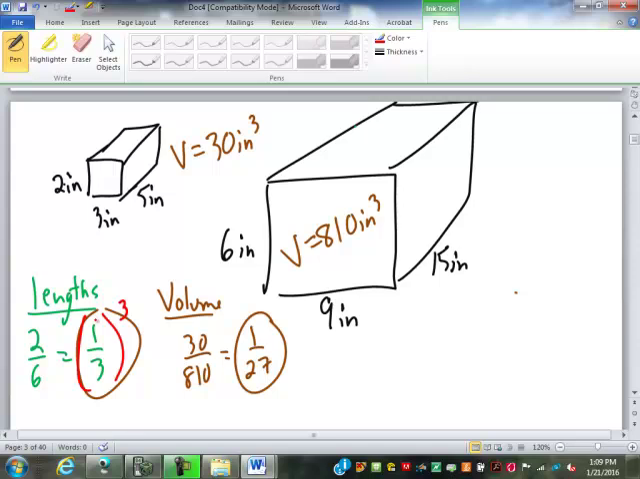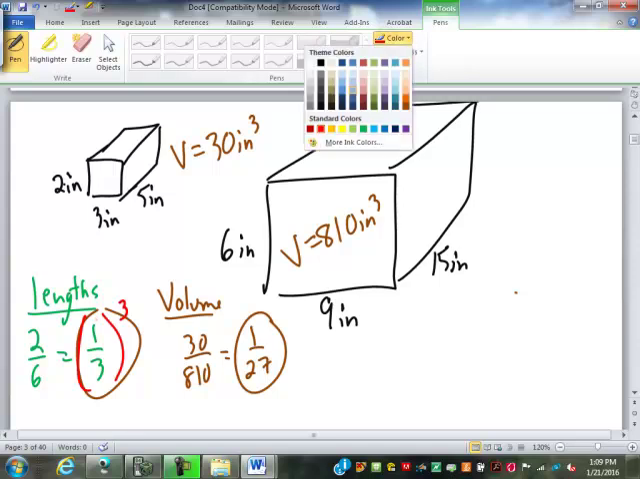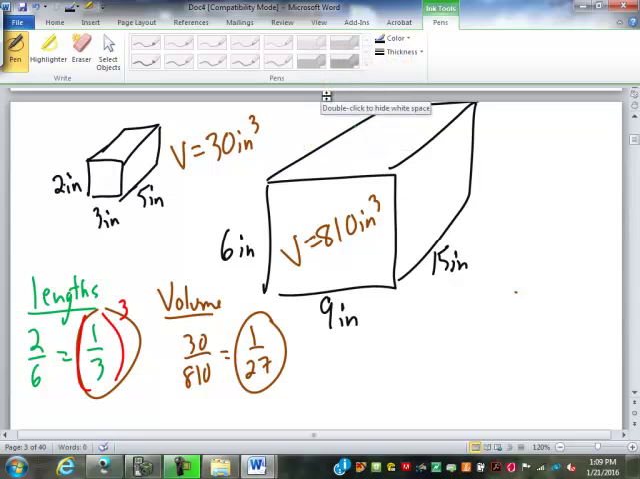So the ratio of length cubed equals the ratio of the volume. Right? Yep, that's how you put it.